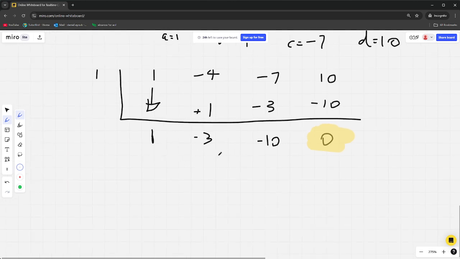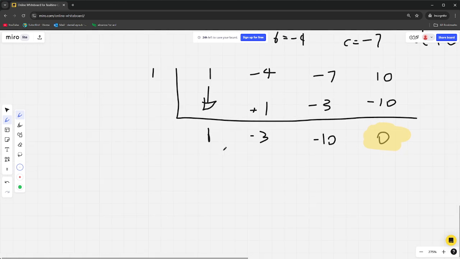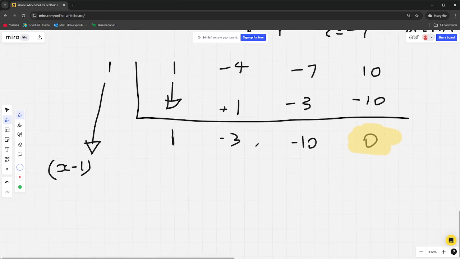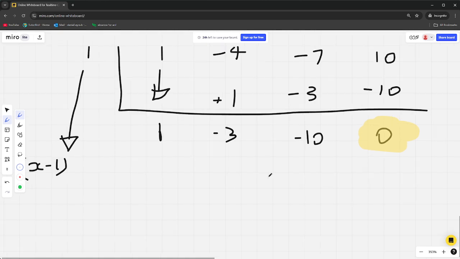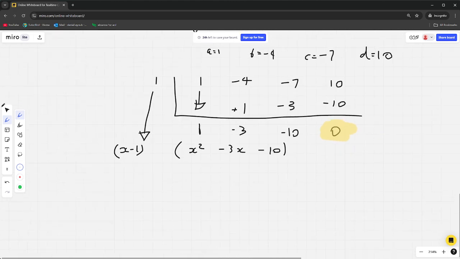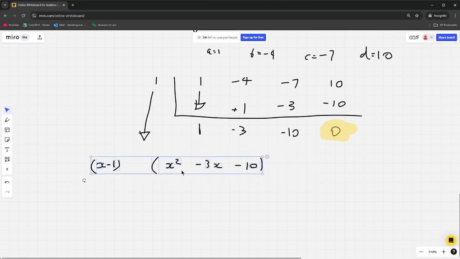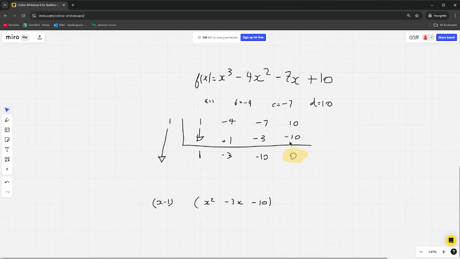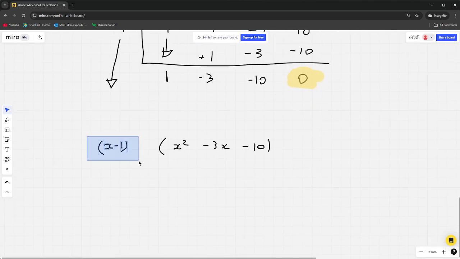What do these numbers mean, though, right? Well, now we can put in quadratic formation, right? Where this 1 means we have a root at x minus 1. And then this just gave us our a, b, and c value for our quadratic, right? Where it's x squared minus 3x minus 10. Cool. If you notice, if you expand this, it'll re-expand to our parent function over here, right? So we just figured out one root.